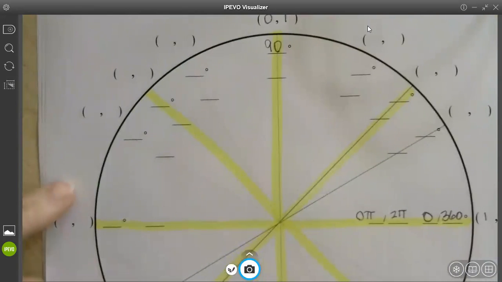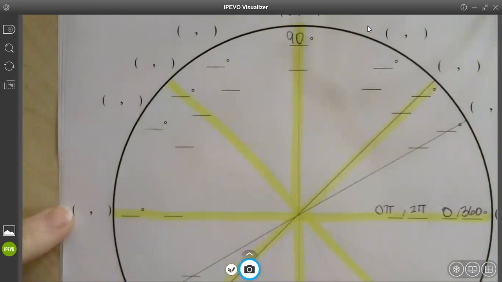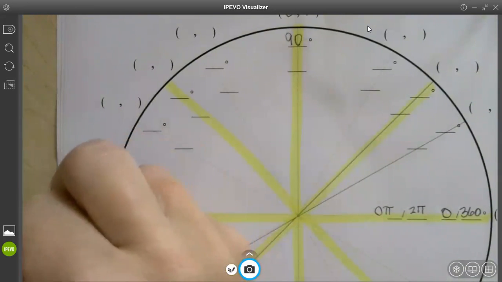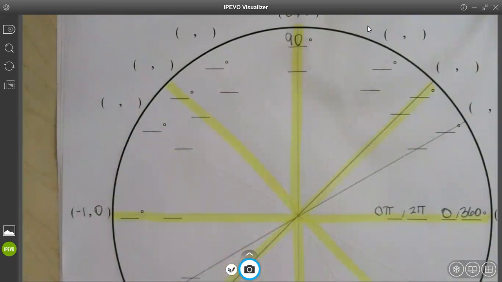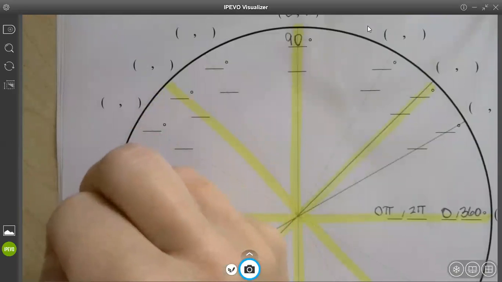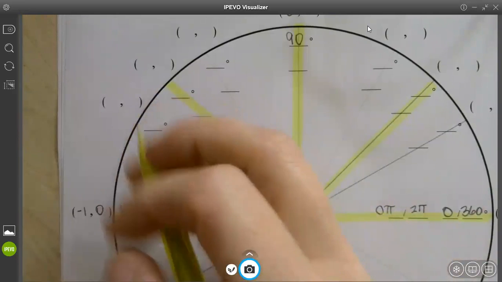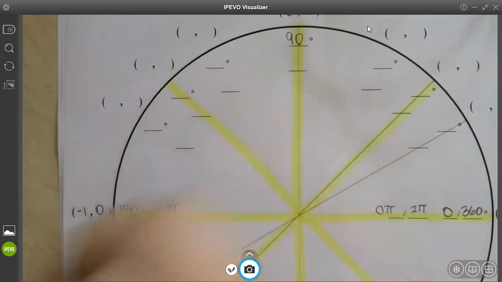All right, so what about this coordinate right here? We went backwards 1 or left 1, up none. Half the circle is 180. And what about your radians if it's half? So this was 0 or 2 pi, what would be half that? Just pi or 1 pi.